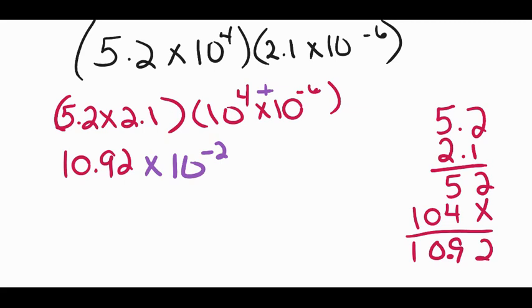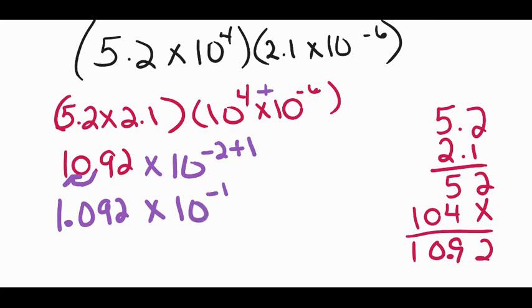So in order to change that, this front number has to be greater than or equal to 1 and less than 10. So you can see that it's greater than 10, so we're going to have to move the decimal place. So I have to move the decimal place 1 place value. I took away 1 place value. And if I take away 1 place value there, I have to add 1 place value here. So this is going to become 1.092 times 10, and negative 2 plus 1 is negative 1, and that is my final answer.